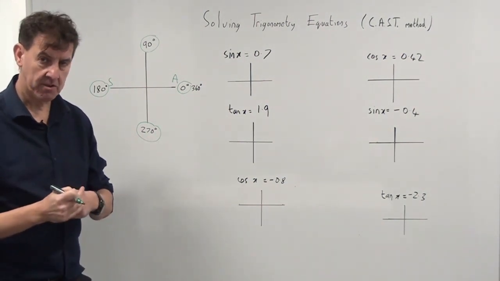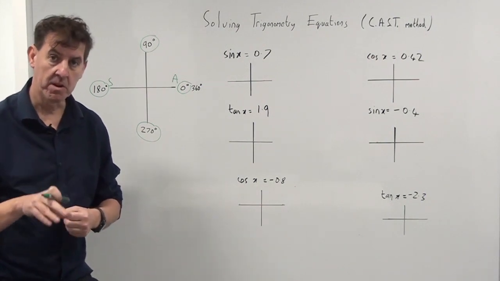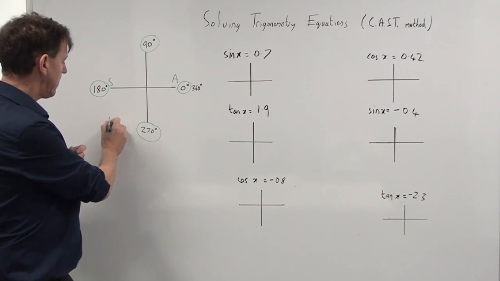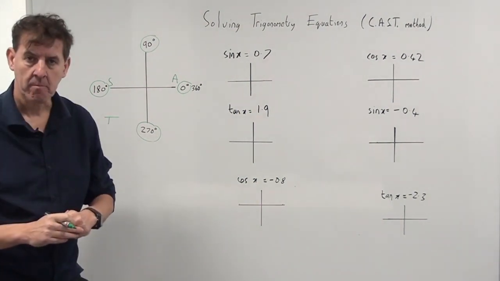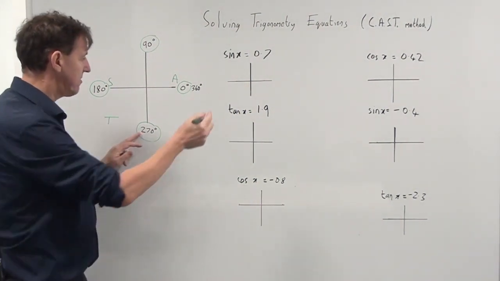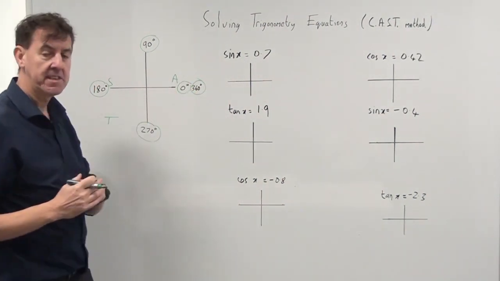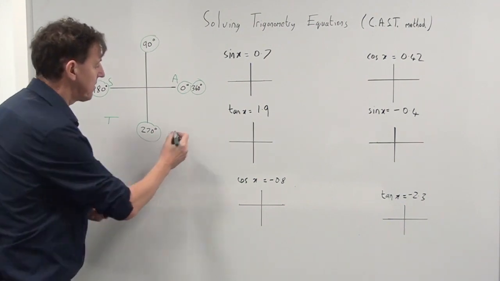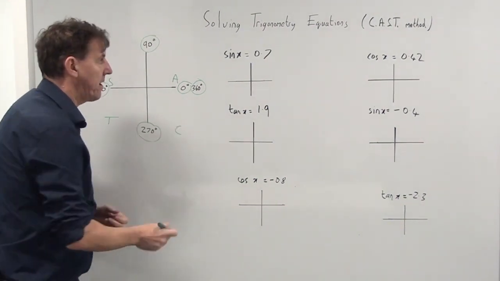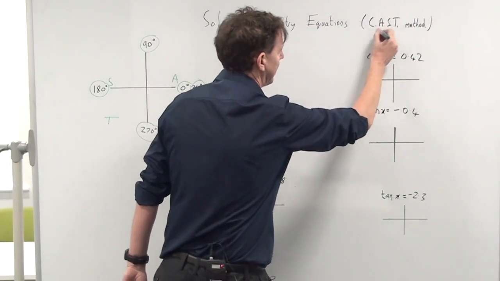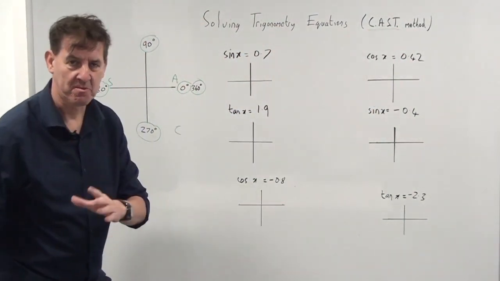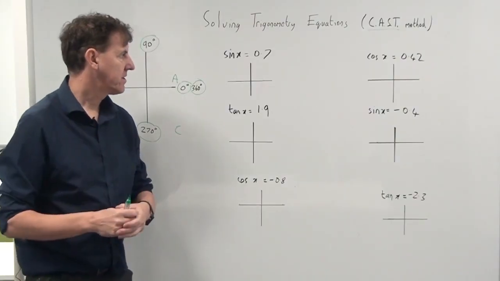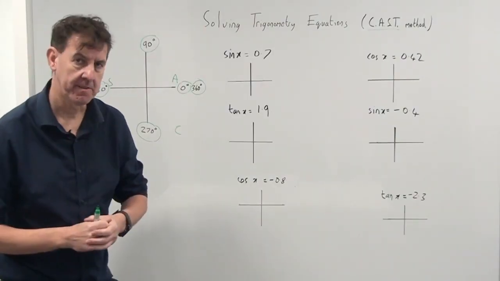The sine and cos graphs are both negative, below the x-axis, between 180 and 270, so you just put the letter T inside there. And lo and behold, between 270 and 360 degrees, there is only one of those three graphs that's positive, and that is the cos graph. And it spells CAST. Hence the CAST method. C-A-S-T.